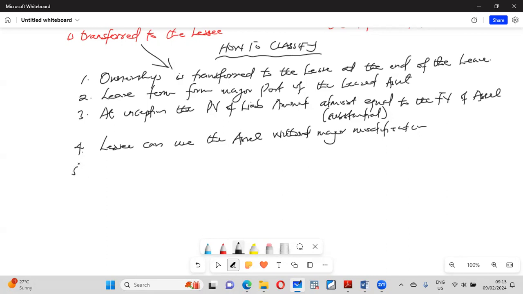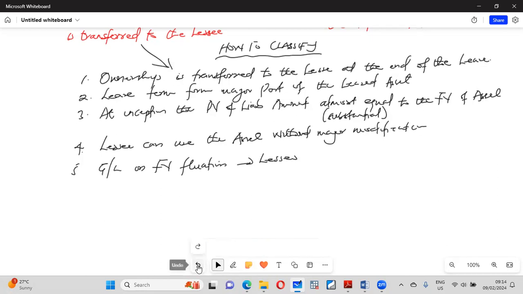Again, you can also add when the gain or loss on the fair value fluctuation falls to the lessee. Fair value fluctuations, that is like impairment, goes to what? The lessee. That is another risk. All right. The lessee is bearing it.